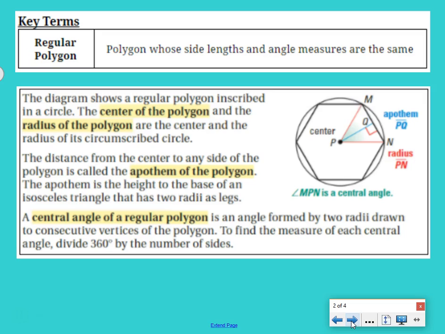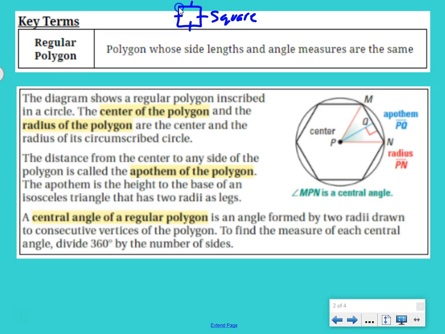All right, so a regular quadrilateral would be a square, because all four sides are equal and all four angles are equal. In this diagram, we have a regular polygon. It's a six-sided figure, so this would be a regular hexagon.